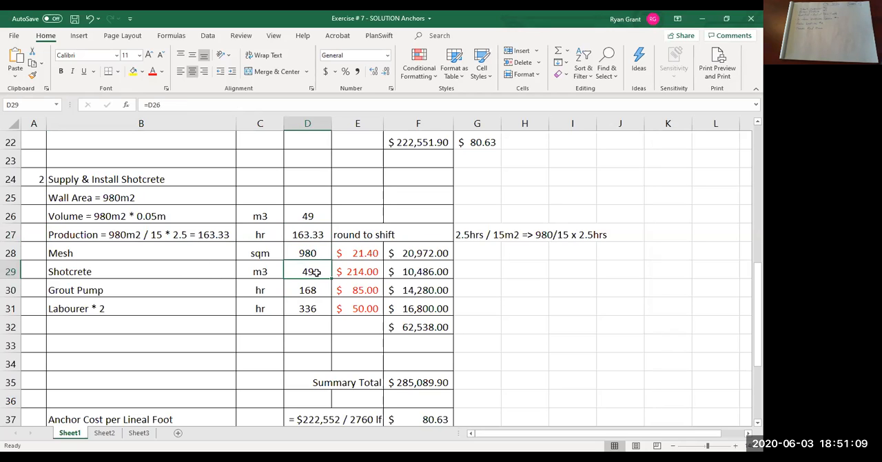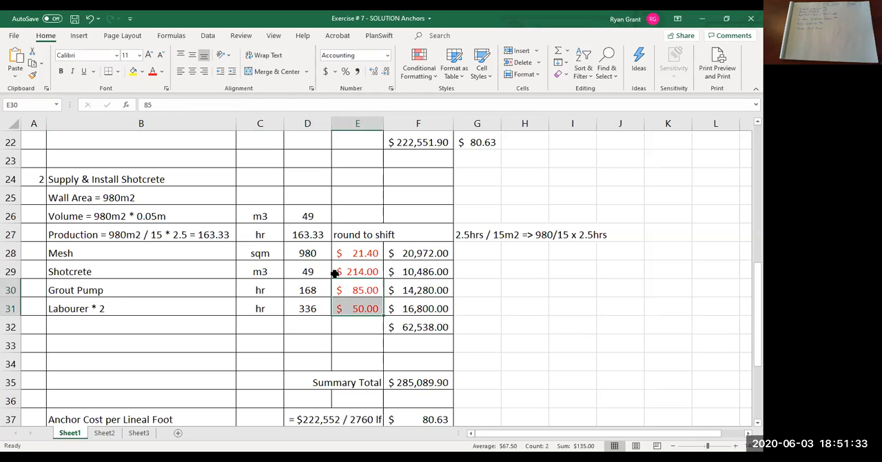So we've got shotcrete volume. The crew for your shotcrete, you needed your grout pump, so 163 or 168, either one's fine. And then it was a 2-person crew for shotcreting, so 2 laborers here. I just doubled the number of hours.